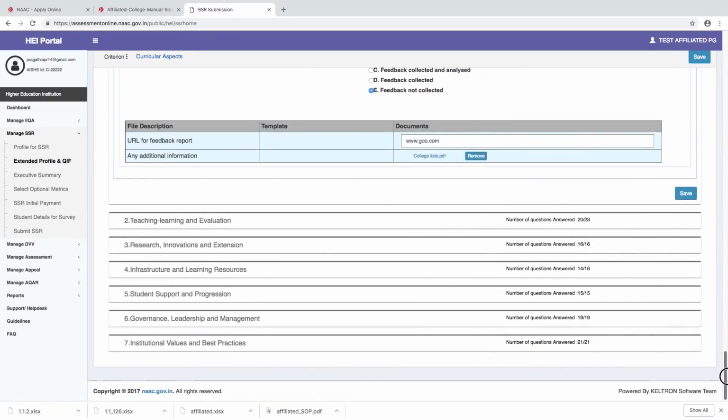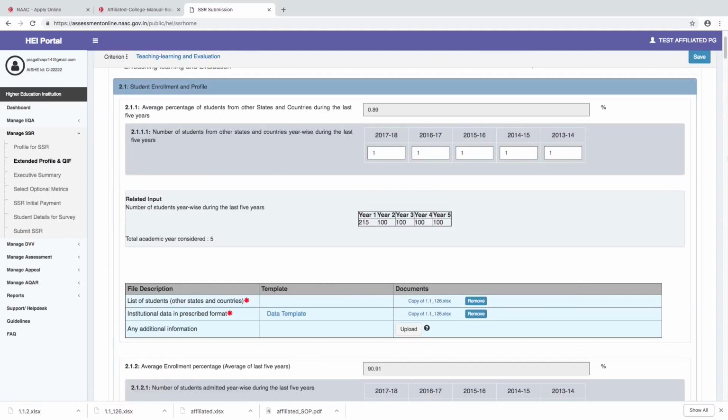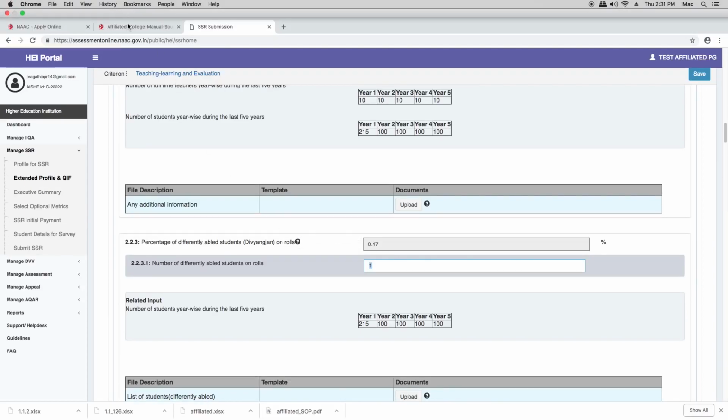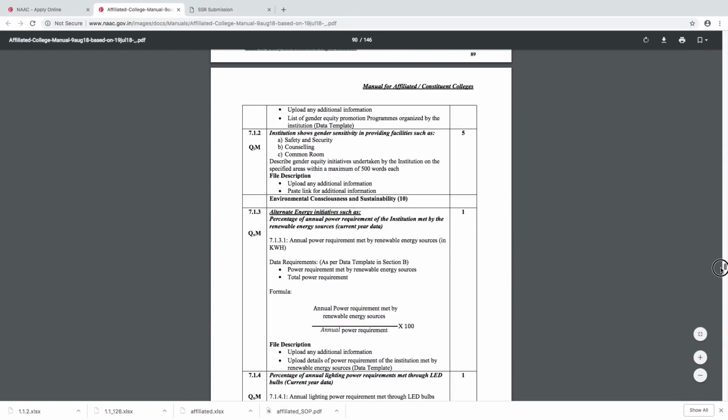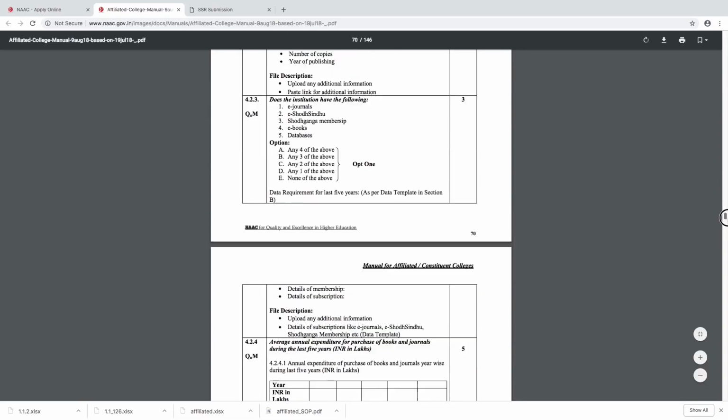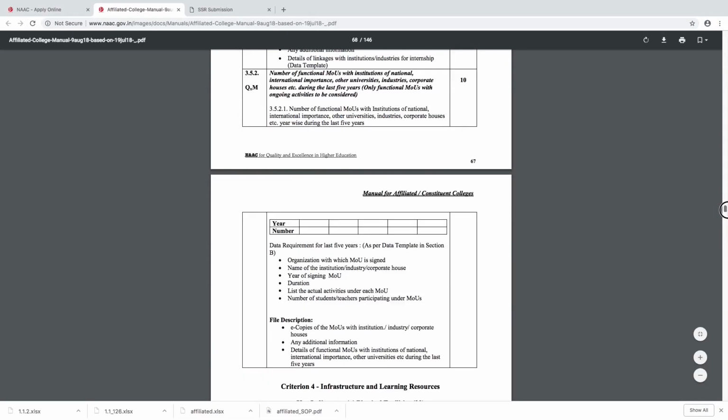Upon completing the first criteria, we can go to the second criteria. Each criteria has a metric year-wise or as whole numbers, like number of differently abled students on rolls. Now, these questions or these metrics have a description of current year data. When we see here in the manual also, the same is provided as current year data within brackets. Now, current year specifically means the recently completed academic year.